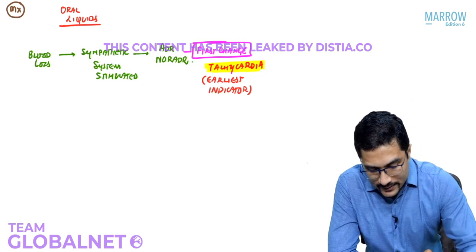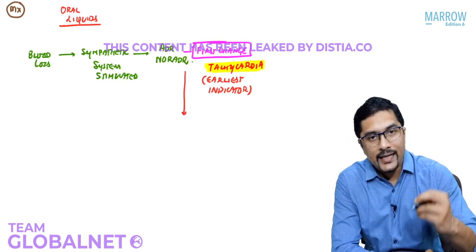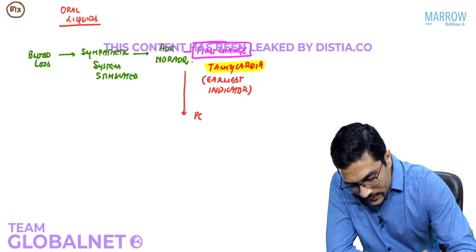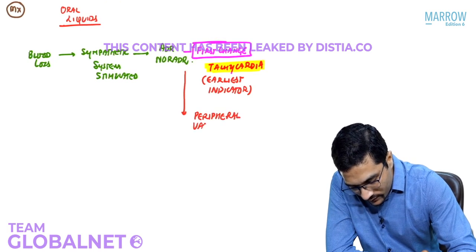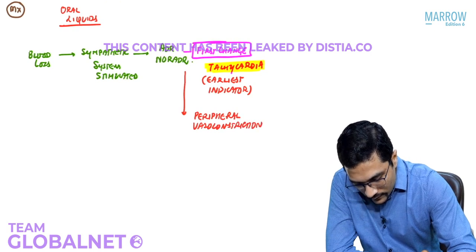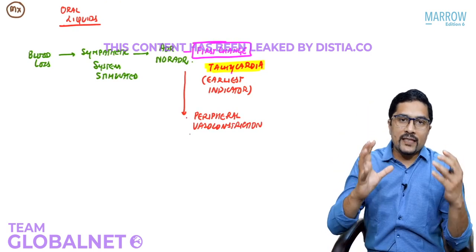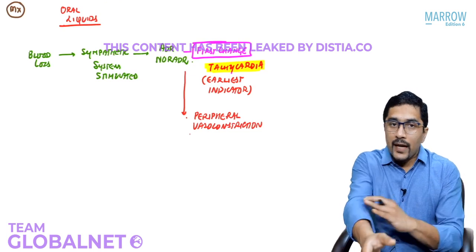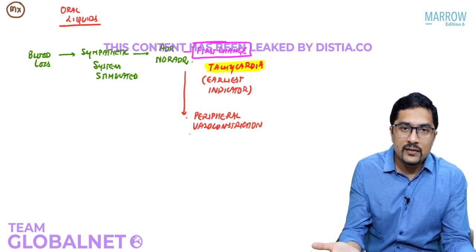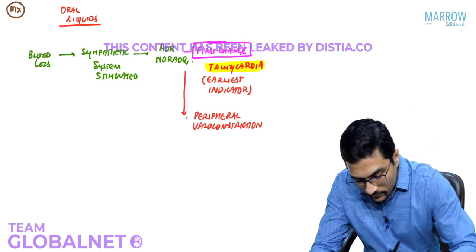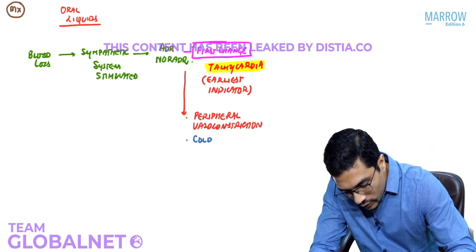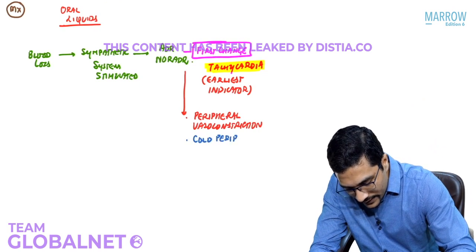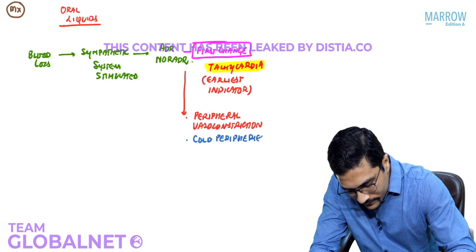What else is adrenaline and noradrenaline going to do? They are also going to cause peripheral vasoconstriction. Now, when the peripheral vasoconstriction happens, blood is not going to flow to the peripheries, and the peripheries are going to become cold. So, you'll have cold peripheries. The hands and legs are going to become cold.